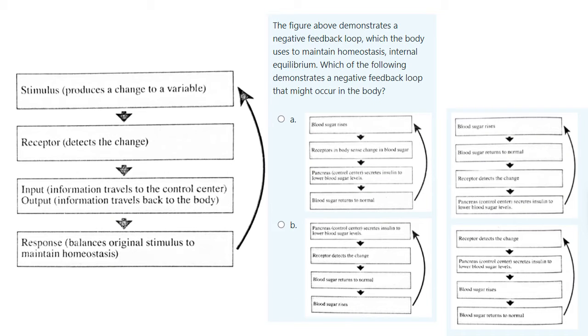Now, the figure above, looking at this one, demonstrates a negative feedback loop which the body uses to maintain homeostasis, that is equilibrium, balance. Which of the following demonstrates a negative feedback loop that might occur in the body? So we have a stimulus, which means a change. We have a receptor that detects the change, that sees the change. We have input, information travels to the control center, and then output, information travels back to the body. And then we have the response to make balance.